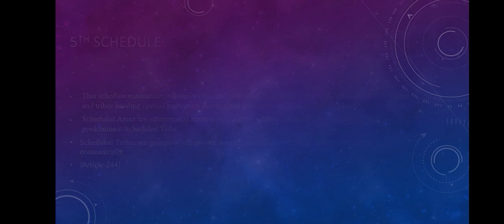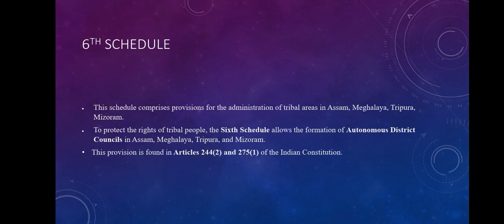Moving ahead with the sixth schedule, this schedule comprises provisions for the administration of tribal areas in Assam, Meghalaya, Tripura, and Mizoram.